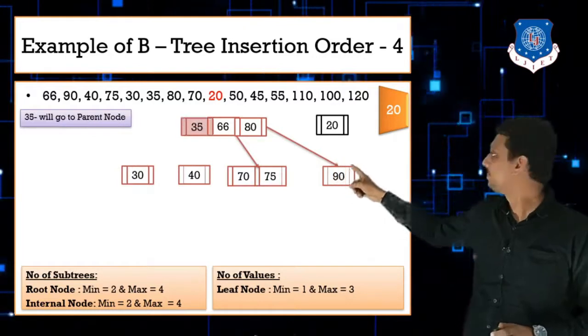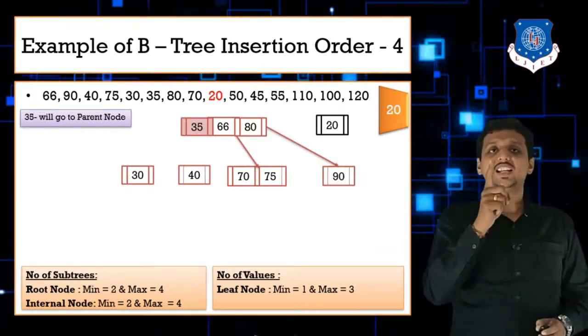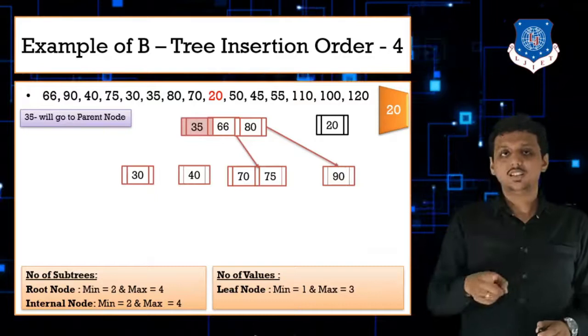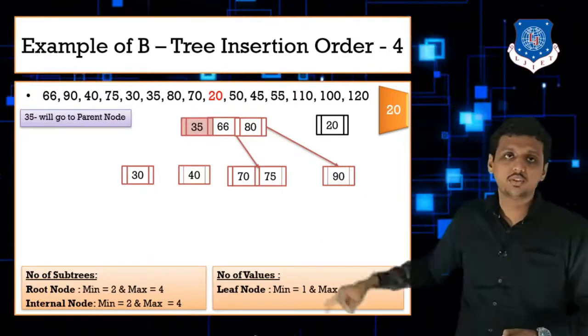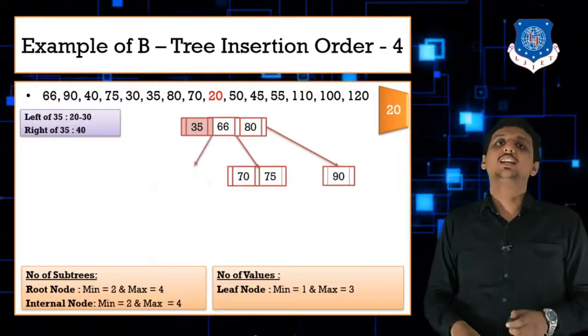Okay, here it is. Now the values which are lesser than 35 must be on the left side of the 35. That's why 20 and 30.